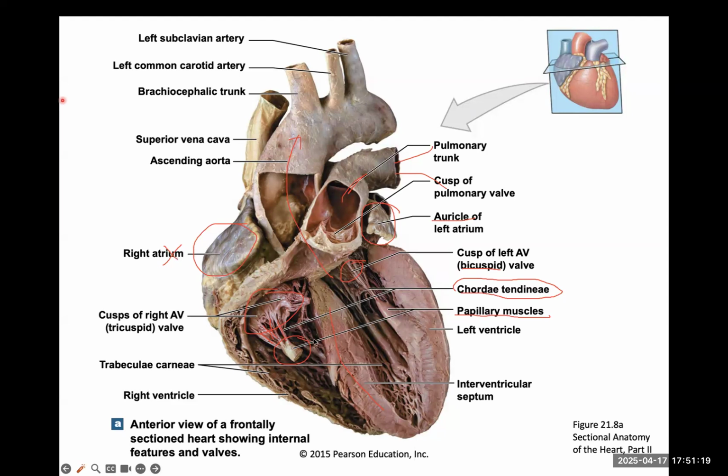You have your left AV valve here, also known as the bicuspid valve or mitral valve. We don't see the atria here because the heart hasn't been cut into the atria and they're still intact. The term auricle means ear flap. So this is the auricle on top of the left atrium, and this is the auricle on the right atrium.